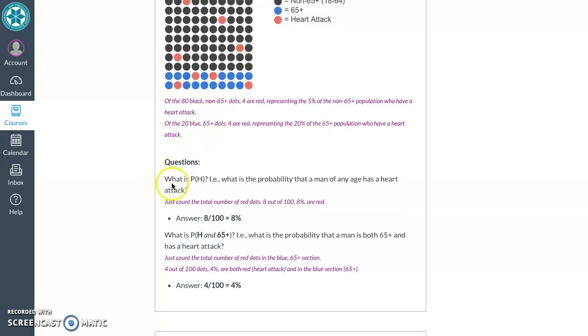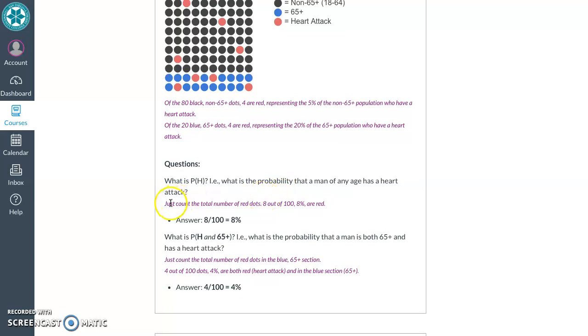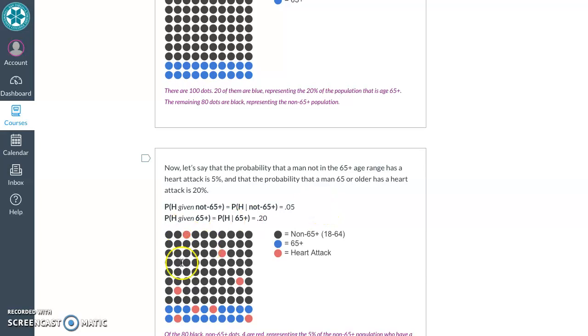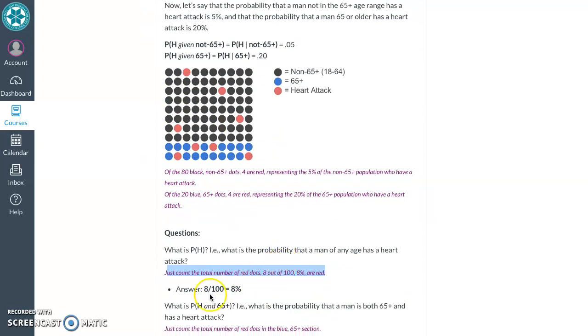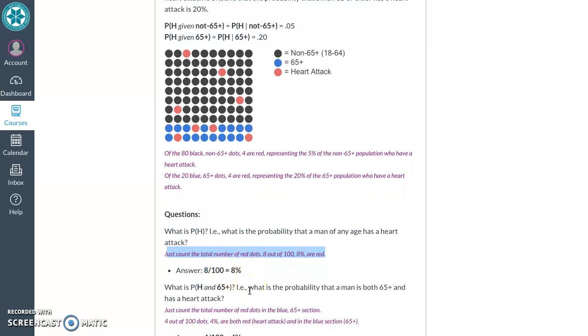So question, what is the probability that a man of any age has a heart attack? Again, follow this purple writing especially. Just count the number of red dots. 1, 2, 3, 4, 5, 6, 7, 8. So there is an 8 out of 100 or 8% chance of having a heart attack.